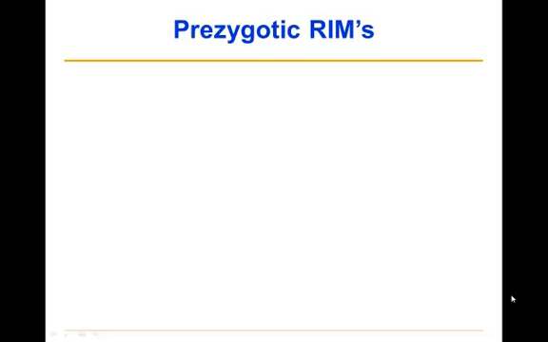Hello students, welcome to Module 4.3.7, Prezygotic RIMs. You'll recall last time we introduced you to the concept of speciation. We told you there are two main steps.